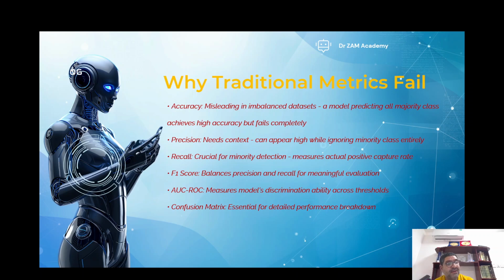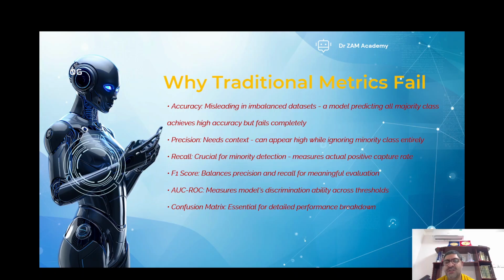Recall is crucial for minority detection. It measures the actual positive capture rate. F1 score balances precision and recall for meaningful evaluation. So we don't have to go with a single parameter. We have discussed all of these things: what is recall, what is F1 score, AUC, ROC. All of these parameters we have discussed earlier in the previous episodes. AUC-ROC measures model discrimination ability across thresholds. It was the last discussion itself. And the confusion matrix is essential for detailed performance breakdown.